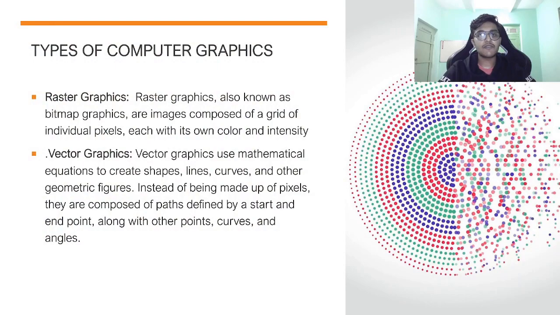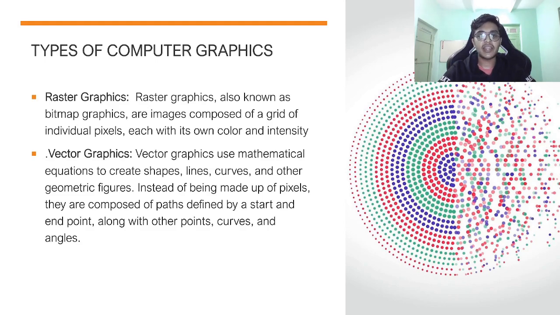We have types of computer graphics. There are basically two types of computer graphics, namely raster graphics and vector graphics. Firstly, we have raster graphics. Raster graphics are also known as bitmap graphics and are images composed of a grid of individual pixels, each with its own color and intensity.